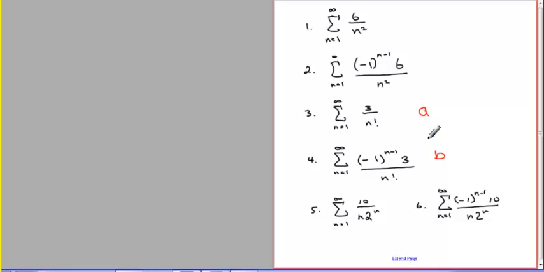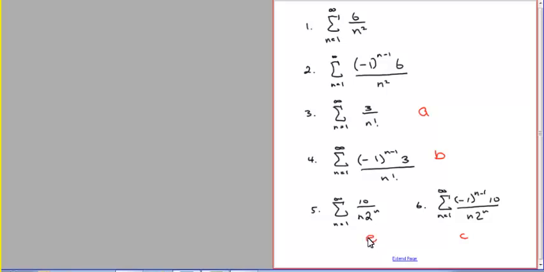The ones that start with the number 5 are going to be 5 and 6. So the ones that start with 5 are E and C. C is the alternating version, and E is the non-alternating version.